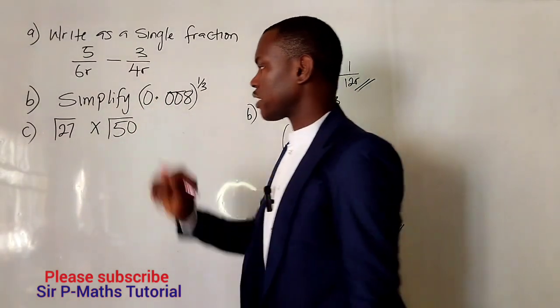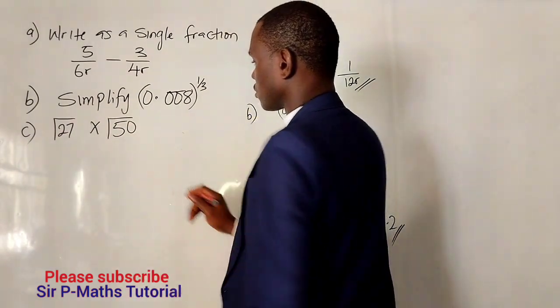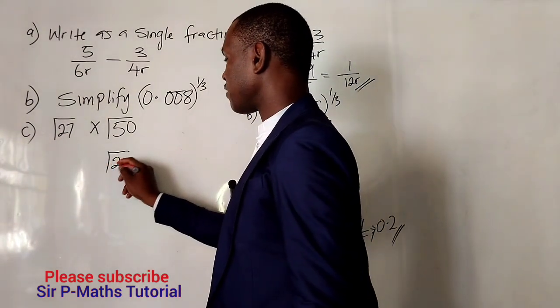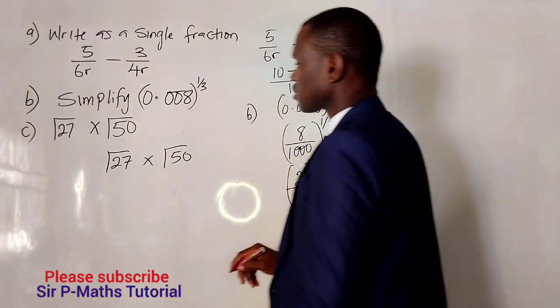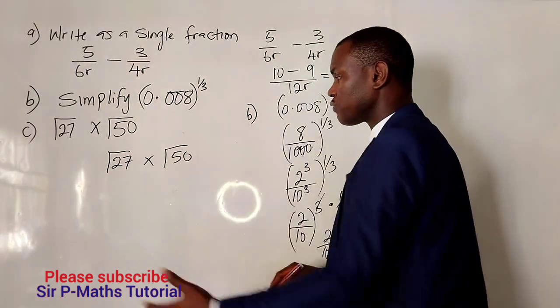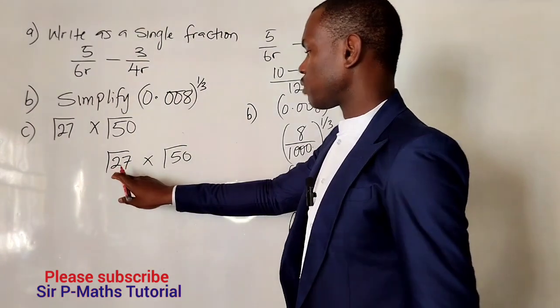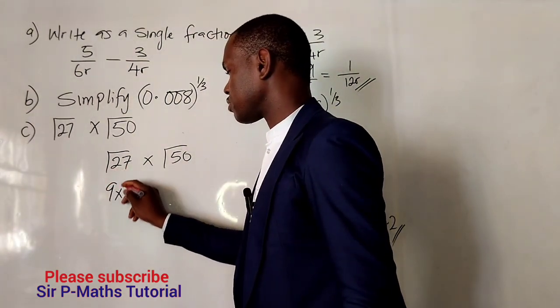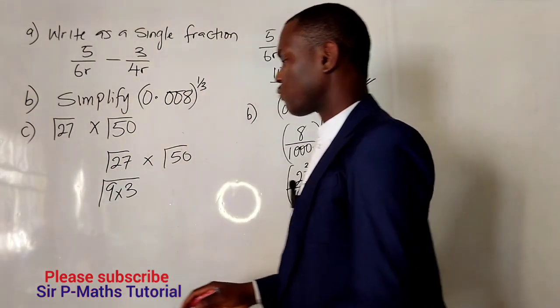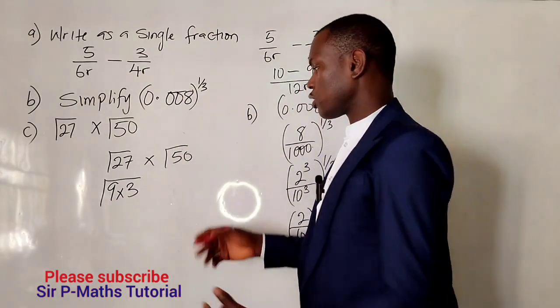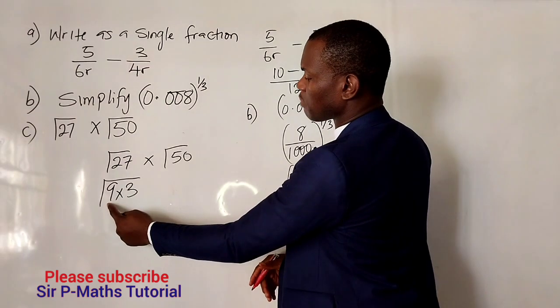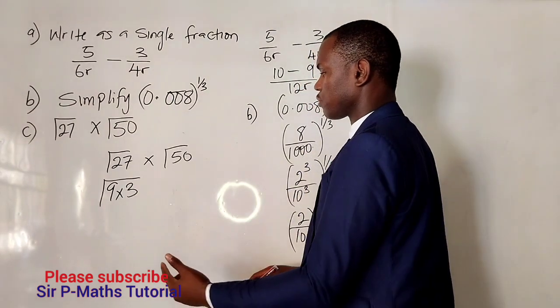We are asked to simplify this surd. Okay, so I will simplify it individually first before multiplying. If I multiply it first, I'll find it difficult to break it down. So write this as 9 times 3. We write 27 in two factors, where one of them is a perfect square, the other not a perfect square. So 9 is a perfect square, 3 is not a perfect square.